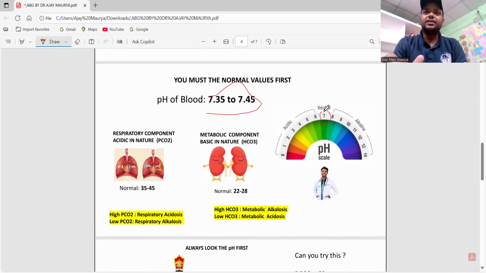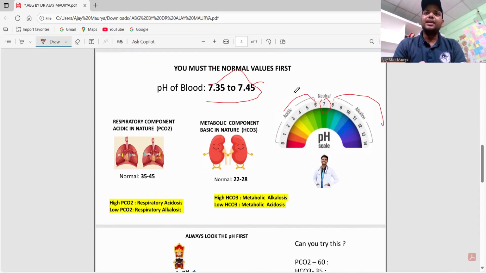Suppose it is more than 7.45, then it is alkaline, it is basic. It will be alkalosis. If it is less than 7.35, then it is acidosis.